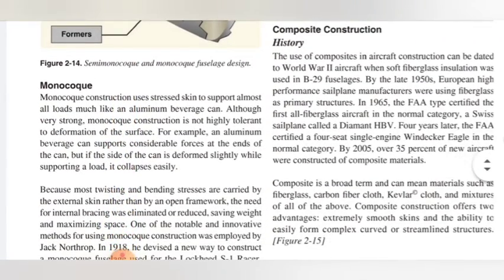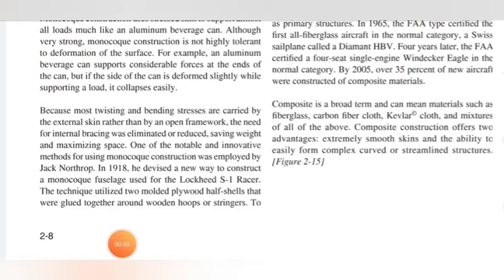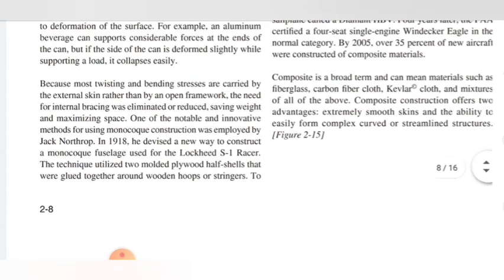Monocoque construction uses stressed skin to support almost all loads, much like an aluminum beverage can. Although very strong, monocoque construction is not highly tolerant to deformation of the surface. For example, an aluminum beverage can supports considerable forces at the ends of the can, but if the side of the can is deformed slightly while supporting a load, it collapses easily. Because most twisting and bending stresses are carried by the external skin rather than by an open framework, the need for internal bracing was eliminated or reduced, saving weight and maximizing space.